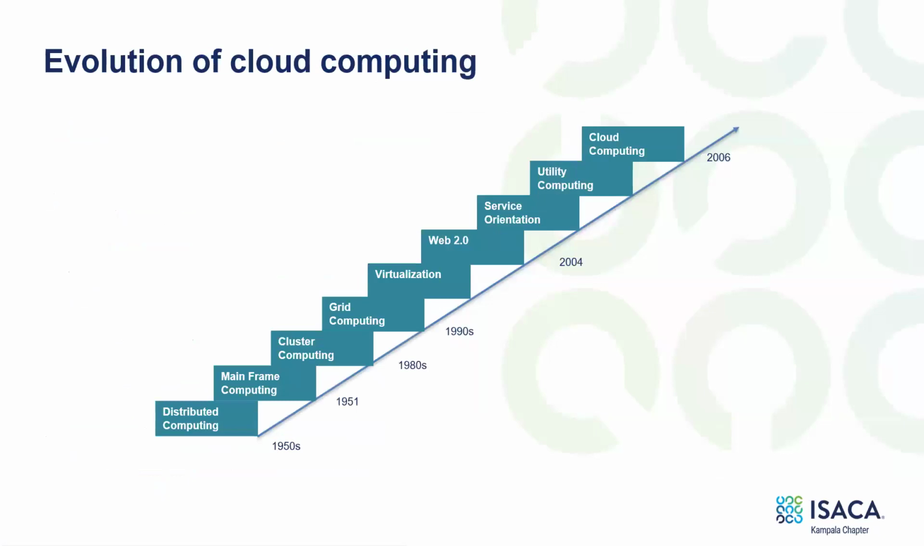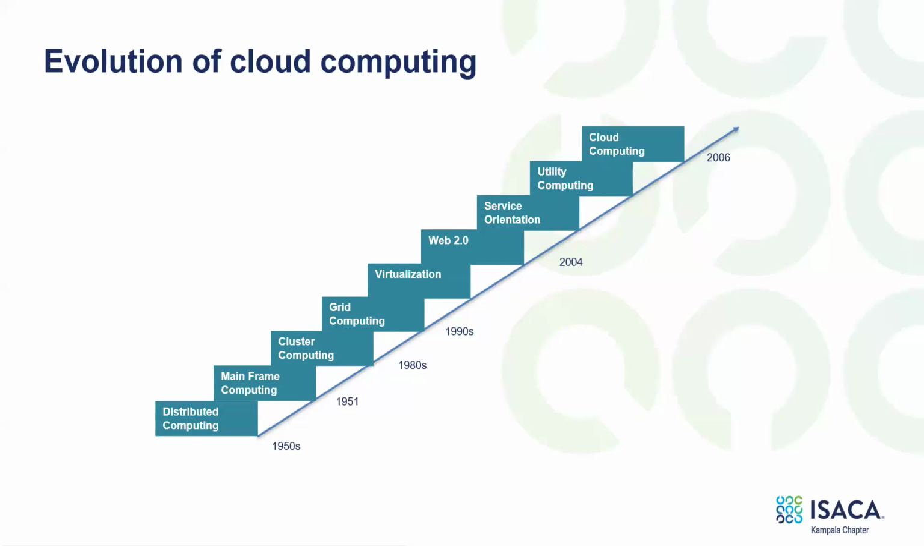The concept of cloud computing has not started just recently. It has been evolving over time, and it started in the 1950s, where we started with distributed computing, mainframe computing, cluster computing, grid computing. I won't dwell so much on that because of time constraints. But I will start from virtualization. Virtualization definitely is not a new concept. It started many years back, beginning with IBM. Basically, it refers to the process of creating a virtual layer over the hardware, which allows you to run multiple instances simultaneously on the hardware.